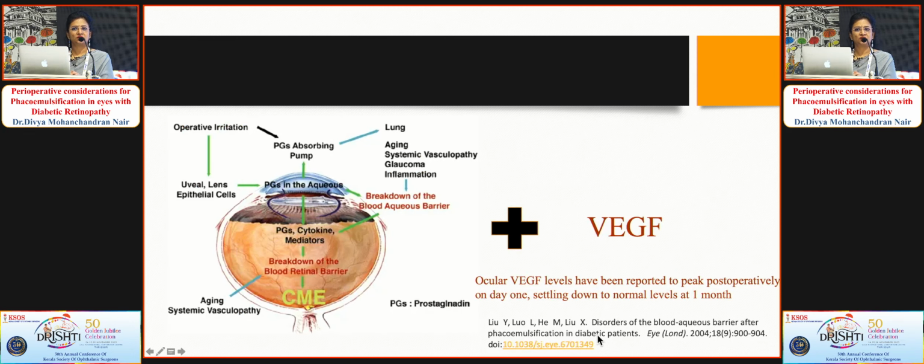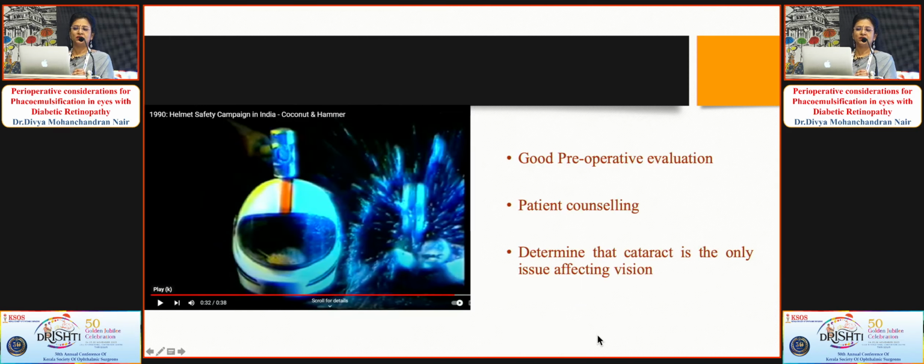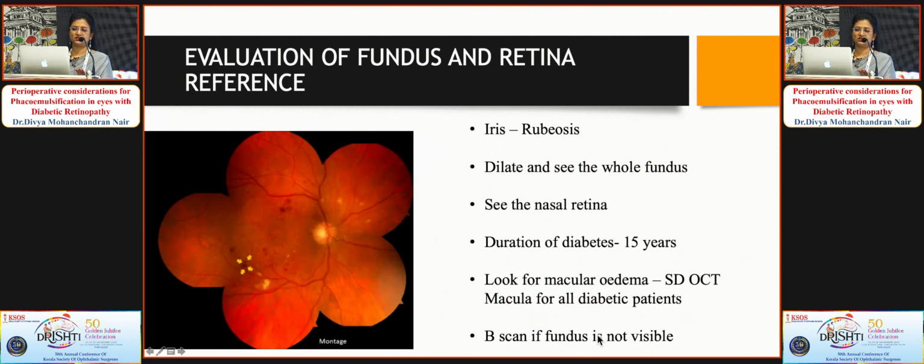So the pathology behind this is postulated to be that there is breakdown of the blood retinal barrier, the blood aqueous barrier, leading to release of inflammatory cytokines, and of course the most important molecule, VEGF. Ocular VEGF levels have been reported to peak immediately post-op on day 1, and it settles down only after 1 month. So how can a cataract surgeon shield themselves? Do a good and thorough, meticulous preoperative evaluation and determine that cataract is the only thing that is affecting the vision.